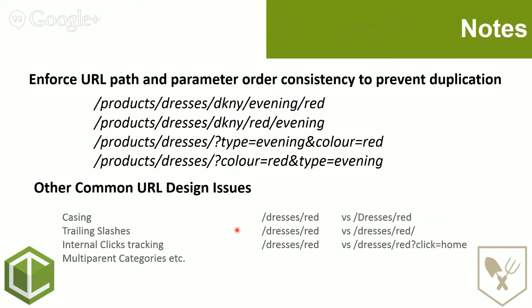And URL consistency. One of the main things that can happen is that the order of the path elements or URL variables can just be in whatever order they're selected, which creates duplication. Obviously, search engines consider any unique URL a unique page, even though they could have the exact same content. So watch out for that and make sure all your URLs are consistent.